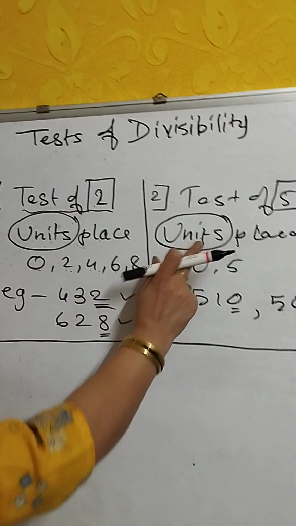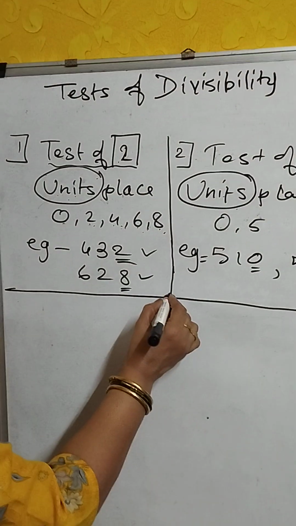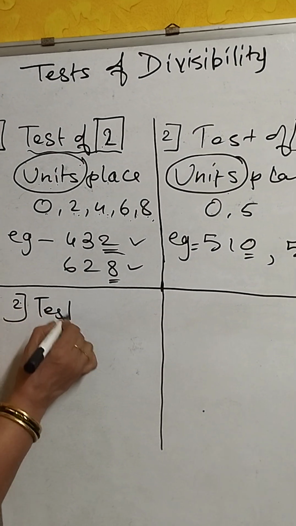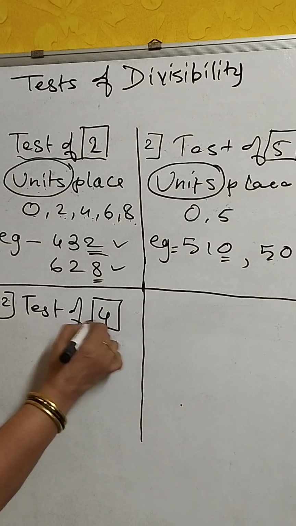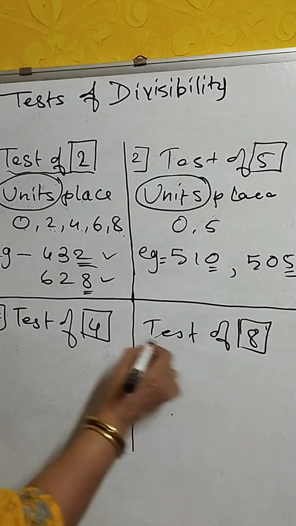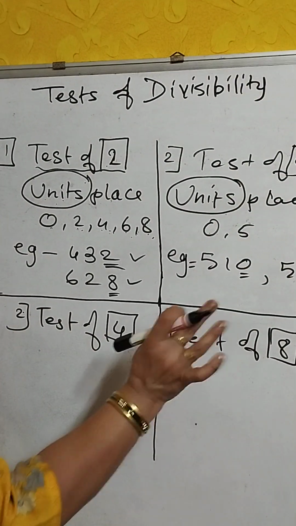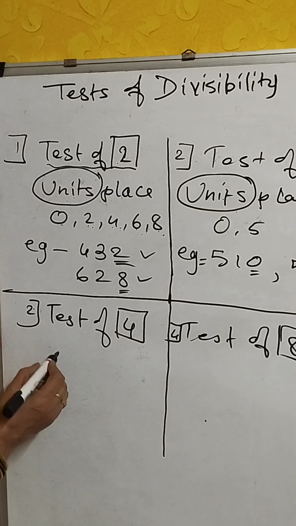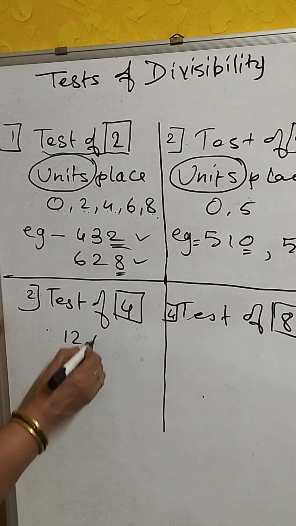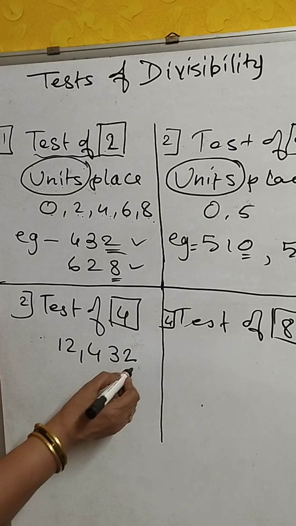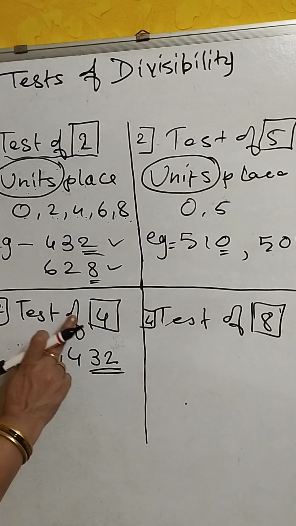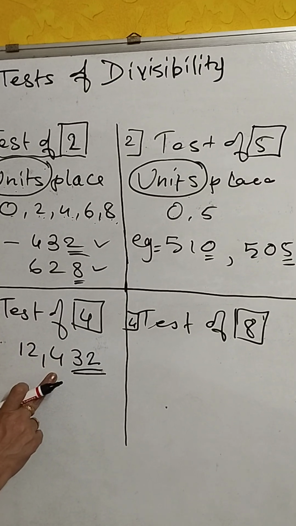Both need units place. Now we will study tests of divisibility for 4 and test of 8. Okay, these are similar tests. How similar? Suppose a number is given, 12,432. The last two numbers, if they are divisible by 4, the number is divisible by 4.